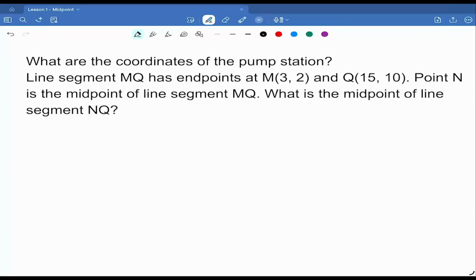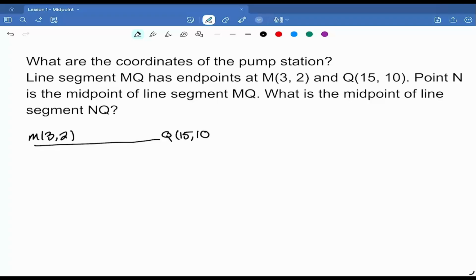All right, so let's look at our final example. And it says, what are the coordinates of the pump station? It says line segment. So a line segment is basically just a straight line. Line segment MQ. So we got M here, Q. It has an endpoint for M, which is at (3, 2), and Q, which is at (15, 10).